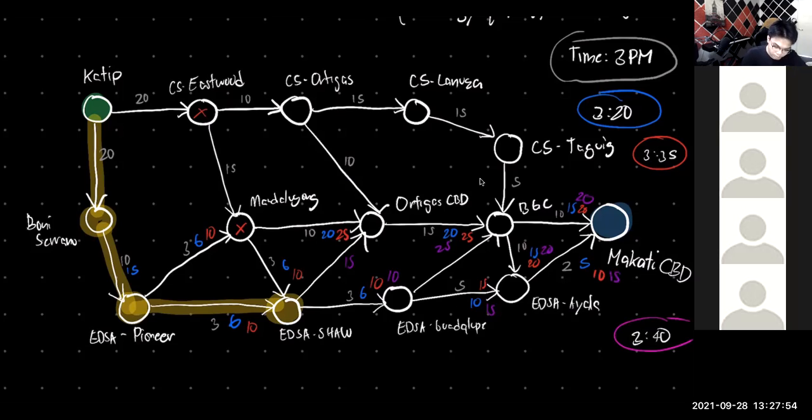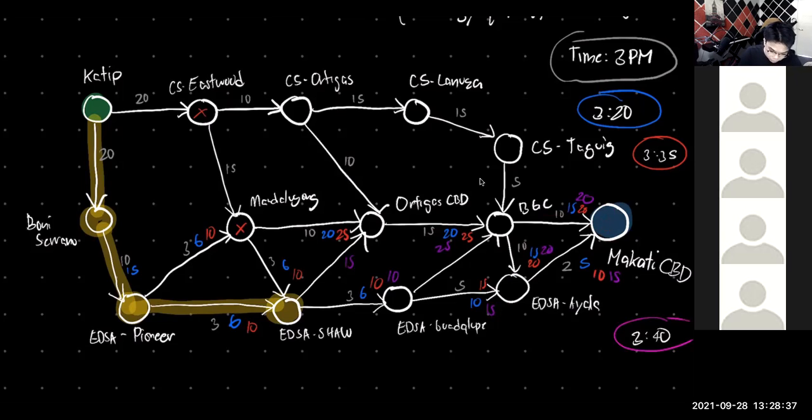Okay. So given that we're now at EDSA Shaw, we have this option here, or this option, or this option, or this option. So we have a series of multiple paths that we can take. So we can take EDSA, Ortigas CBD, through BGC to Makati. That's one way we can take. We have EDSA, Shaw to Guadalupe, to BGC, to Makati CBD. We have EDSA Guadalupe, to EDSA Ayala, to Makati CBD. That's another path. So let's find the most optimal one that we have.